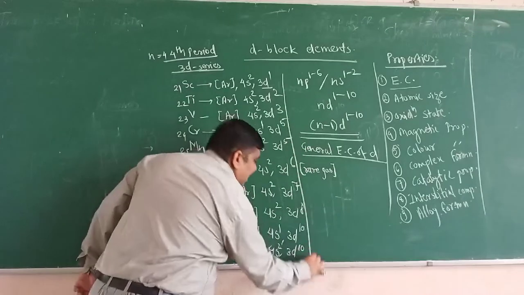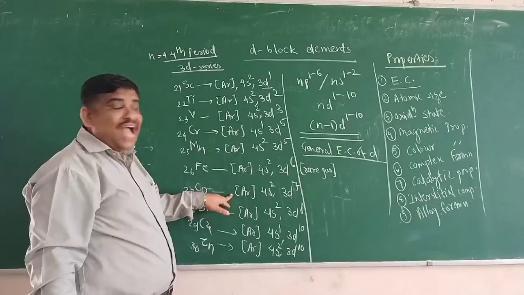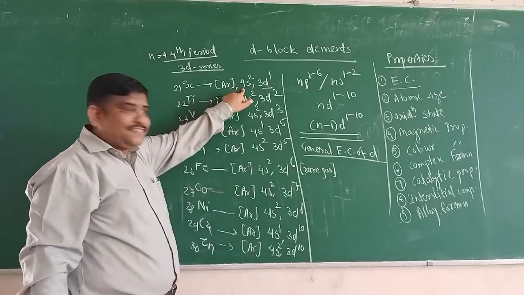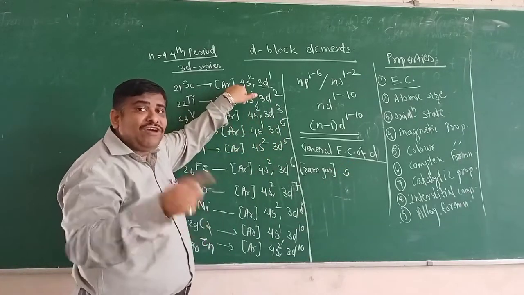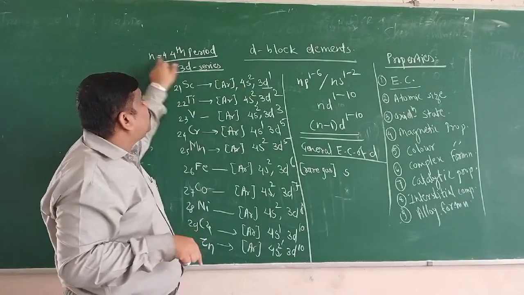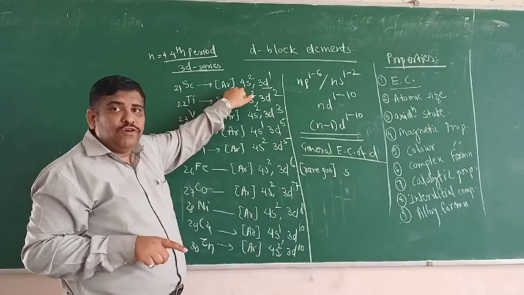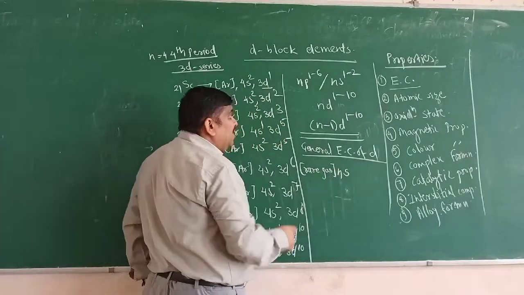You are going to write what? Rare gas. This is the rare gas. After that, you are having what? You tell me, is the s subshell of the nth shell or the n minus 1 shell? Nth shell. Look here, this is n equal to 4. Here also you are going to get 4, so you are going to write ns.